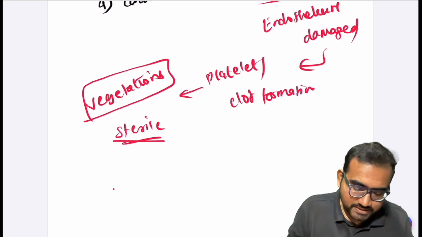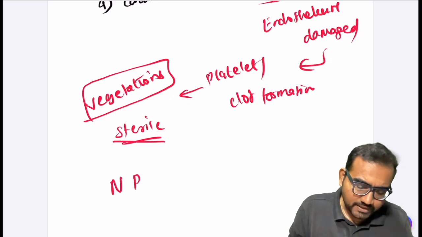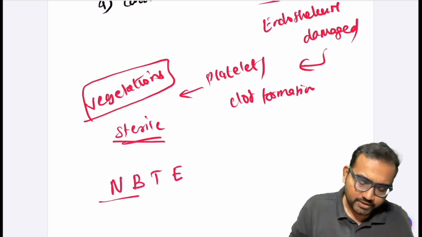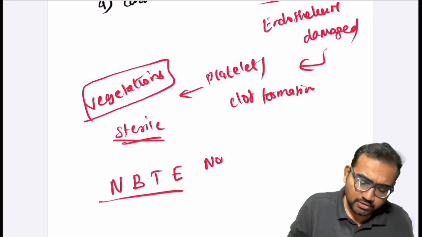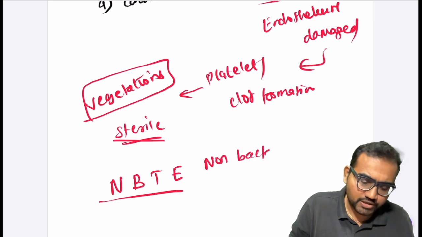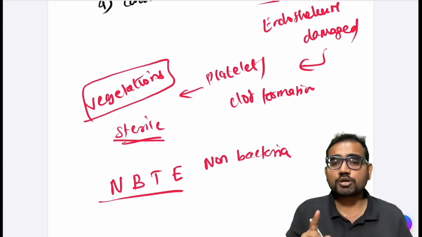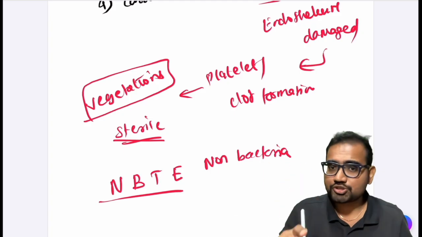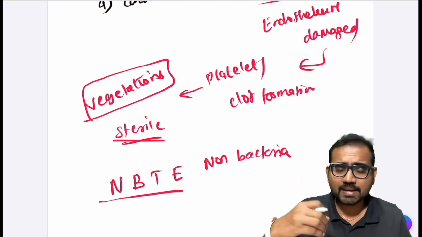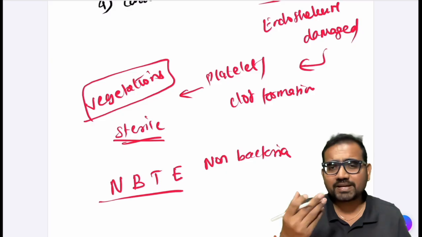So I'm going to call this non-bacterial thrombotic endocarditis. Okay, it is non-bacterial. So till now there is no bacterial involvement. It is just because of the turbulent blood flow there is inflammation of the endocardium. That is nothing but the damage to the endothelium results in inflammation. We call it endocarditis.